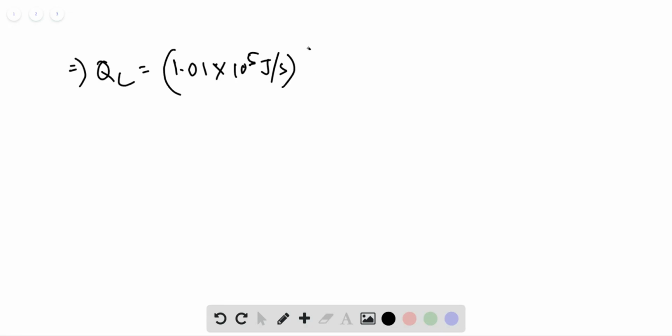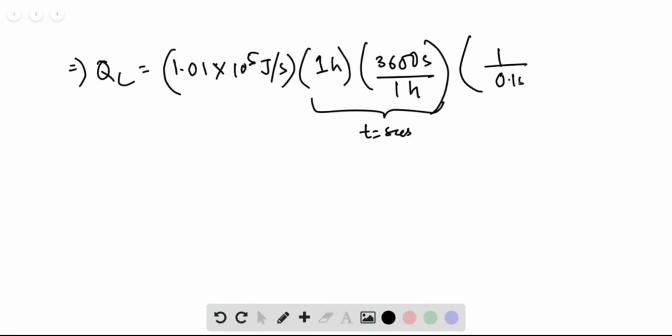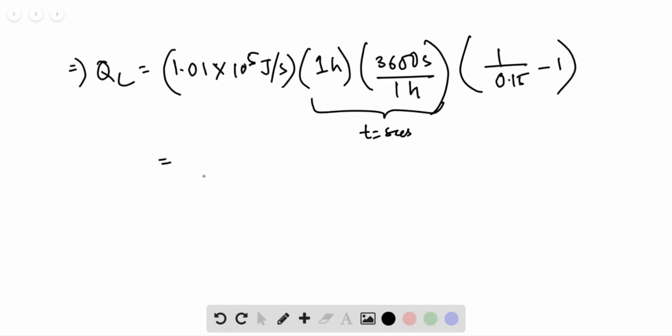So that's the power, then time is 1 hour, and we are converting the time into seconds here. So there's the conversion going on. And then we have 1 over E, that is 1 over 0.15, minus 1, and this gives the exhaust heat or the heat output, and that is calculated to be 2.054 times 10 to the power 9 joules, or roughly equal to 2.1 times 10 to the power 9 joules.